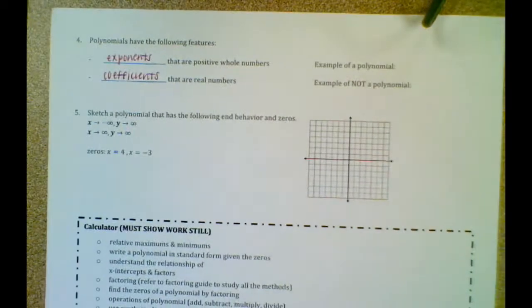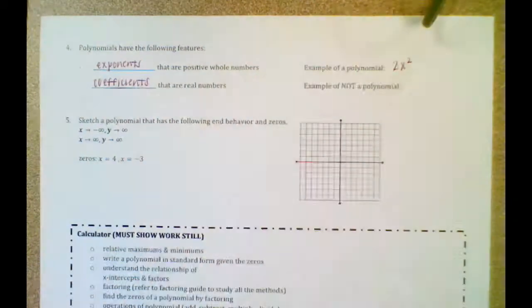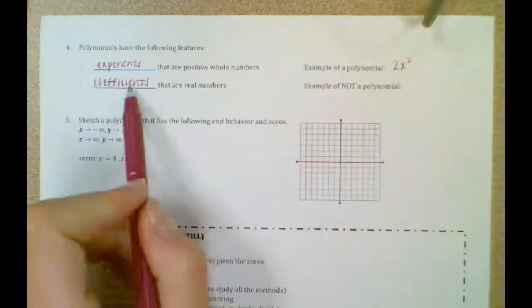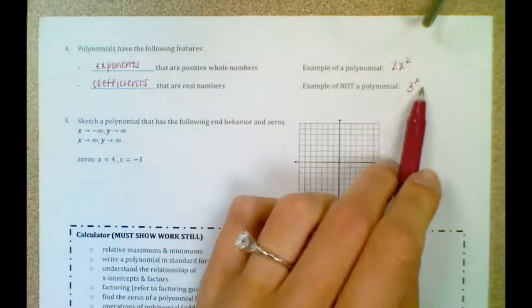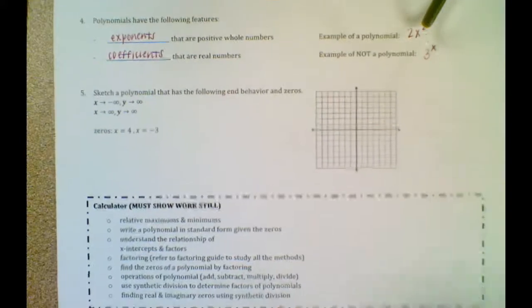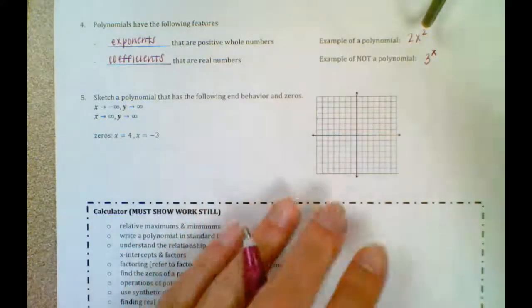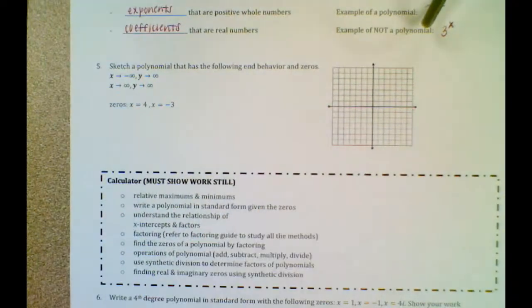So give me an example of a polynomial. That would be something like 2x squared. Because look, my coefficient is a real number and my exponent is positive and whole. An example of a non-polynomial would be like 3 to the x, because my exponent here is a variable and not a positive whole number. So that's just a little example of that. All right. So you'll be given some polynomials and you have to decide if they are a polynomial function or not.